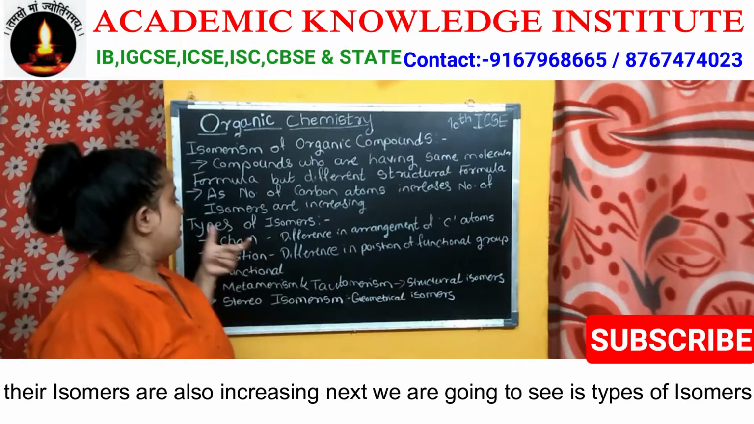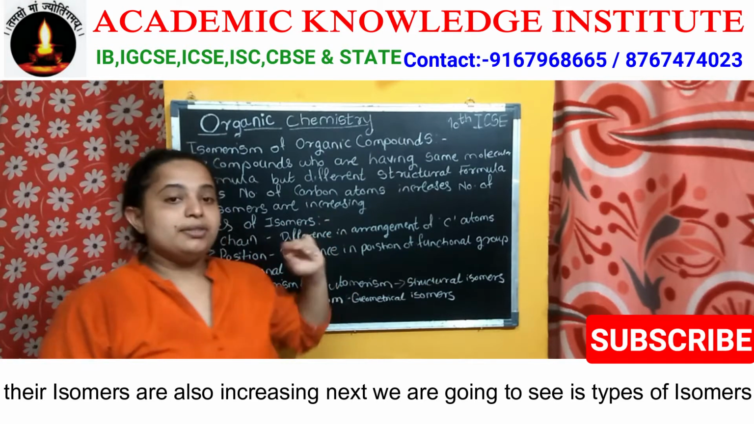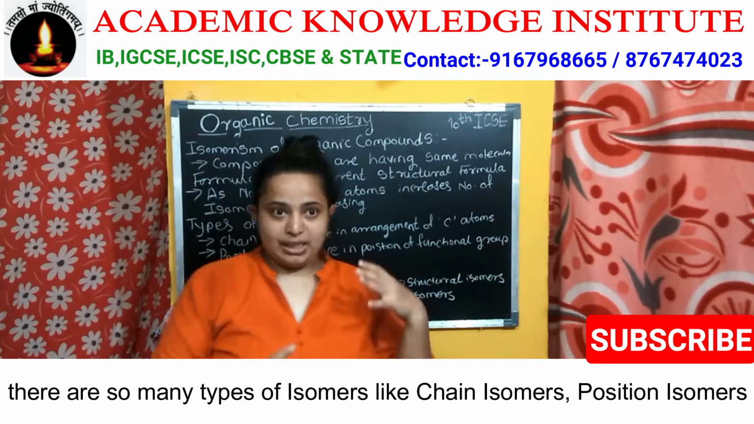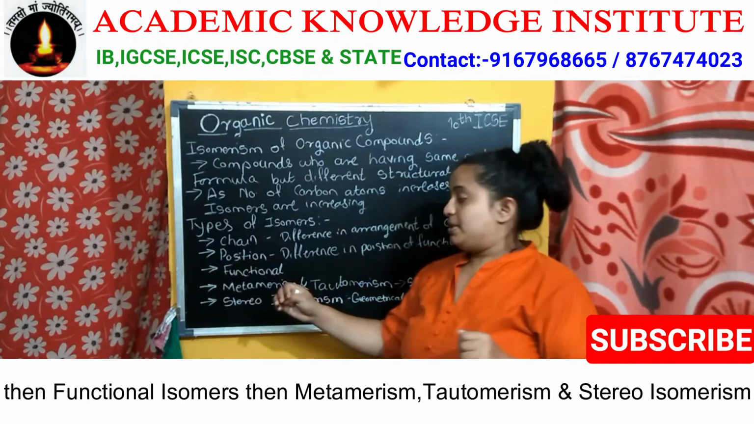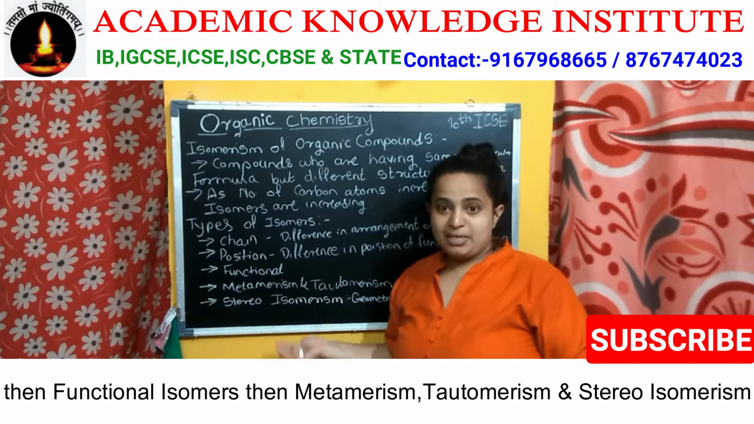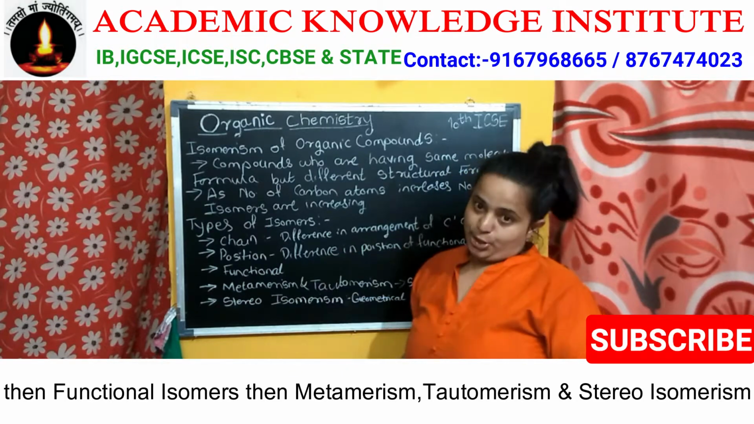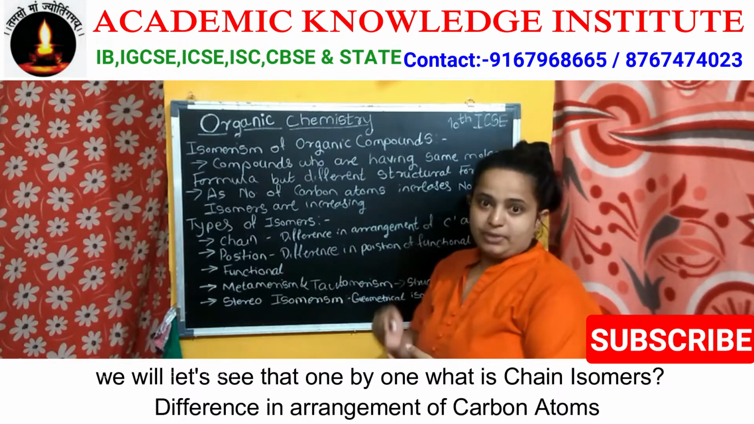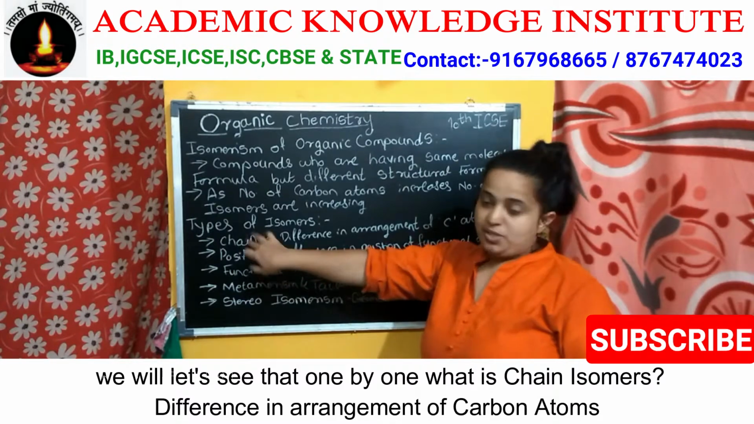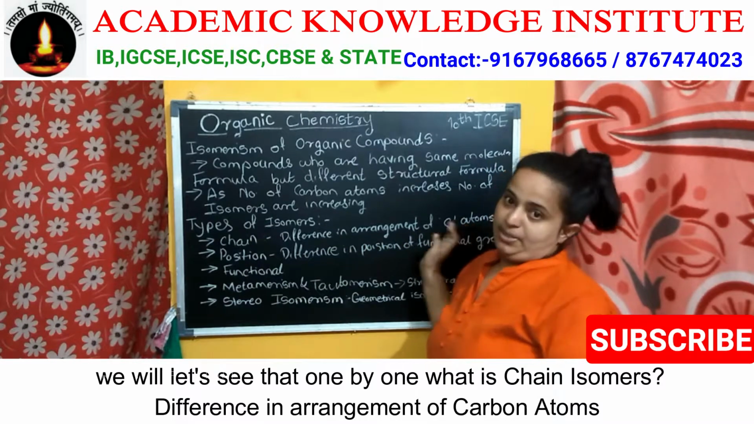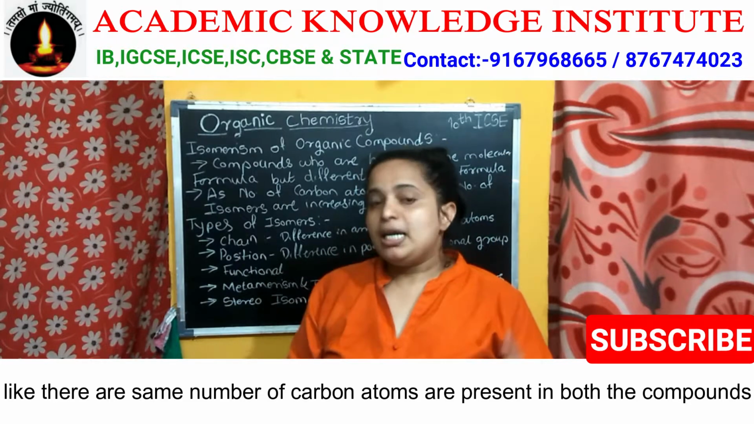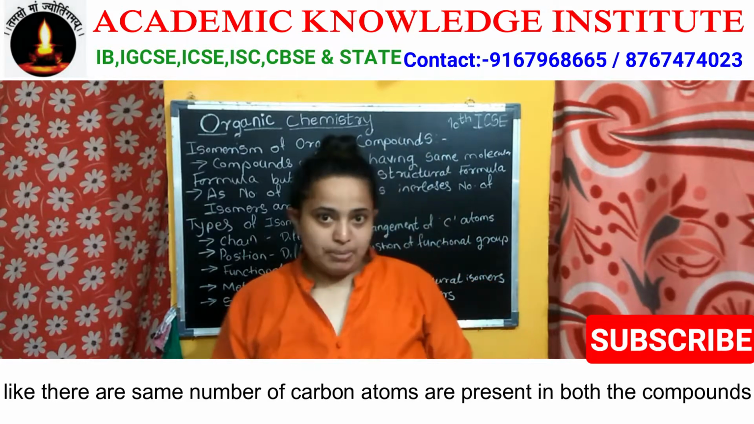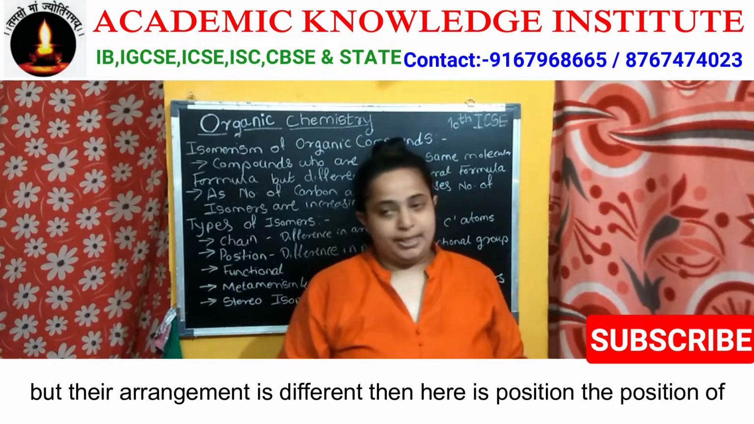Next, we are going to see the types of isomers. There are so many types of isomers, like chain isomers, then position isomers, then functional isomers, then metamerism, tautomerism, and stereoisomerism. So let's see that one by one. What is chain isomers? Difference in arrangement of carbon atoms. The same number of carbon atoms are present in both compounds, but their arrangement is different.